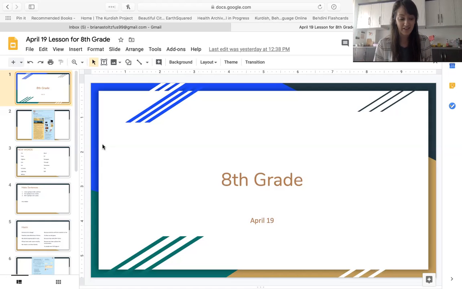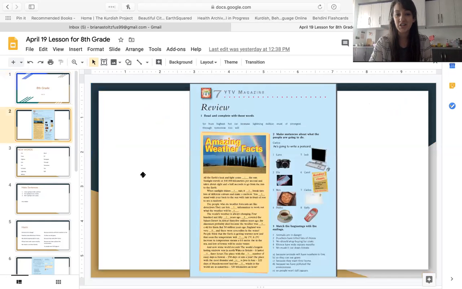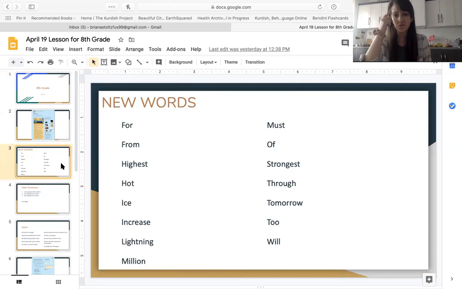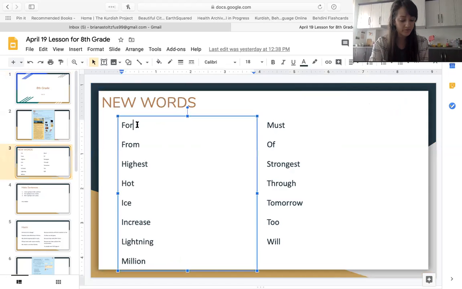So, Unit 7 review, pages 88, 89. Let's get started. First, we will read and complete this story with these words. I think you know all these words, but let's review. This is the word for. We use for if we're talking about a length of time. For example, for 3 months, for 2 years. I was a student in college for 3 years.